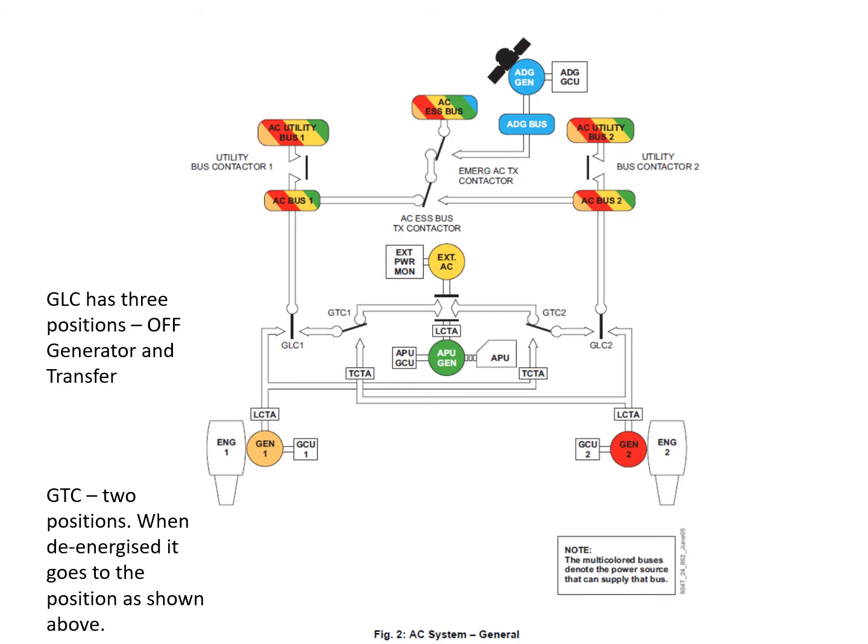And down on the APU and the external power, you can see you've got an APU contactor and there's an external power contactor. In actual fact, they're physically the same as a GLC, i.e. it's got three positions: off, the APC position, which is the auxiliary power position, and the EPC position, which is the external power position.